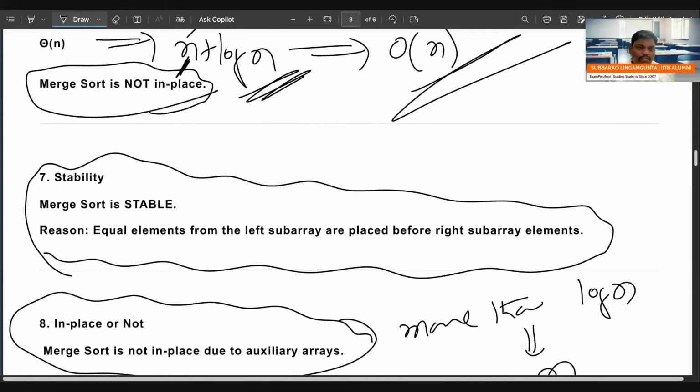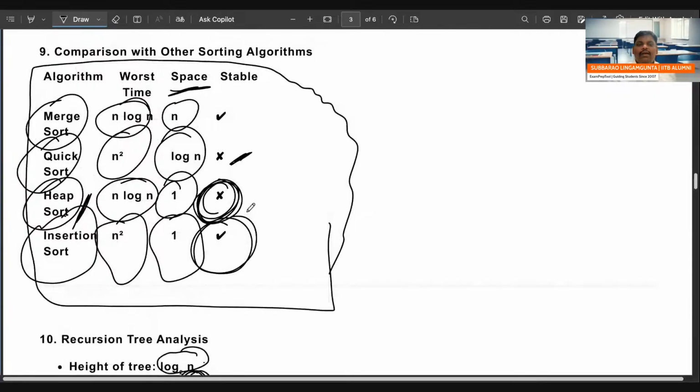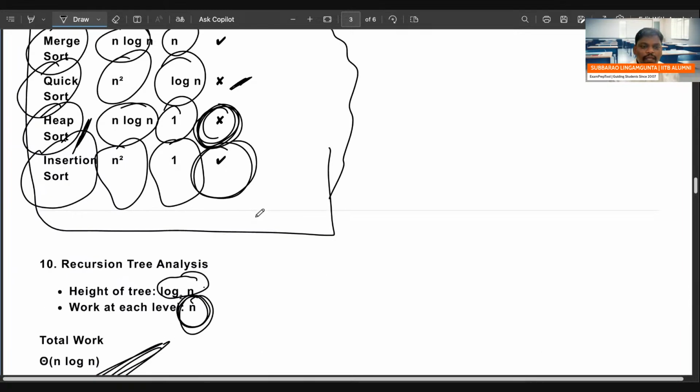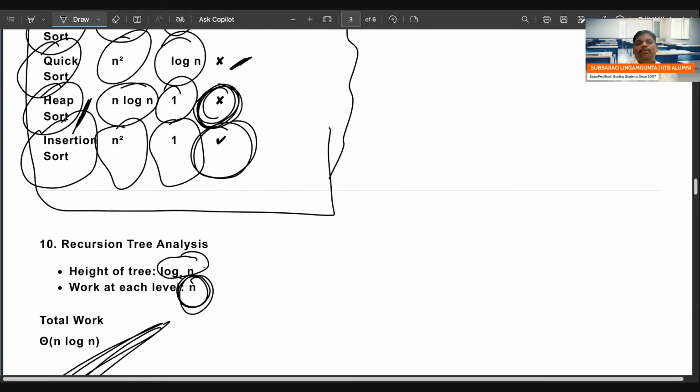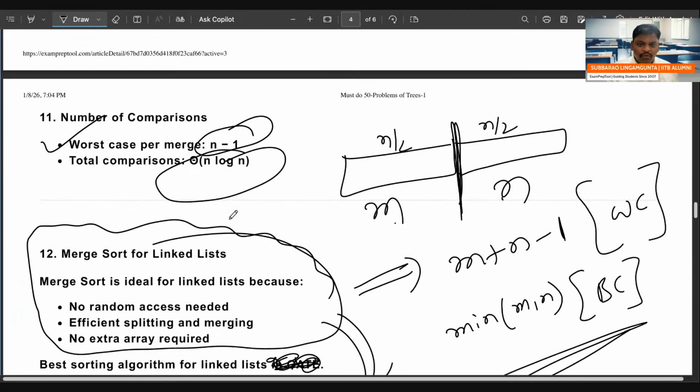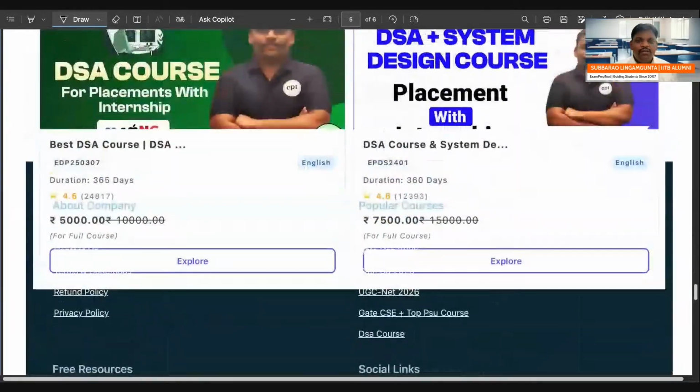One more thing is the comparison with other sorting algorithms. In place, out of place, all the things are available here. Please check here. Everyone, please compare and understand this. If there is even a small doubt, let me know.